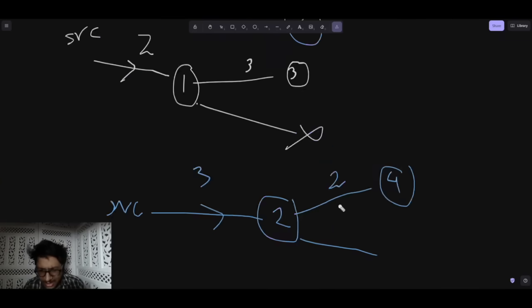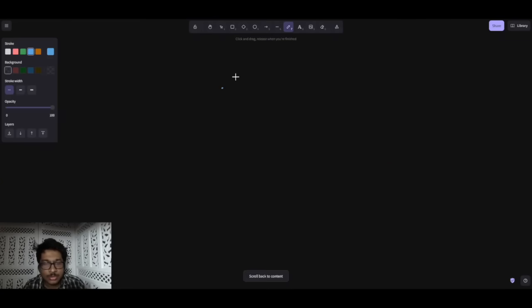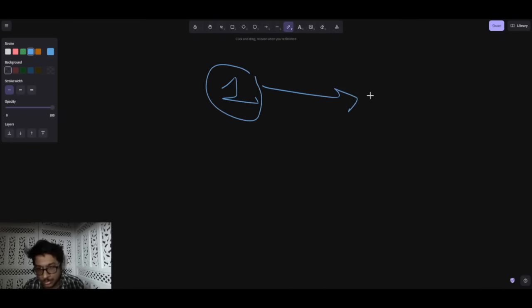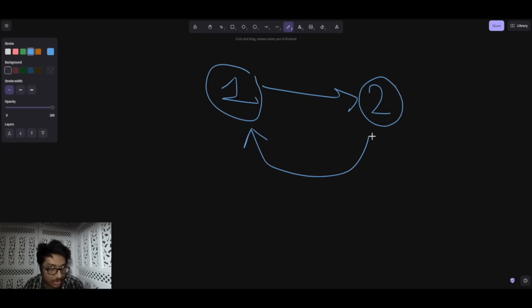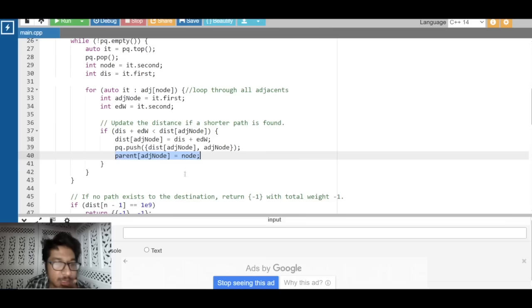This is very easy. As I told you, suppose you go from 1 to 2. The simple concept is the parent of 2 is 1. So if you loop through all the adjacents of 1, you get 2. That essentially means the parent of all the adjacent nodes is the node itself. So that's what I did. Parent of the adjacent node is the node itself. That's how we are going to fill the parent array.